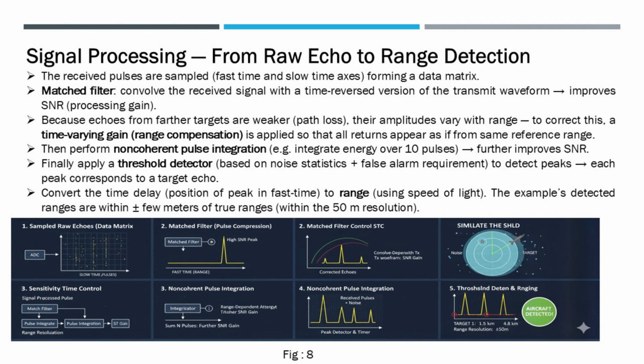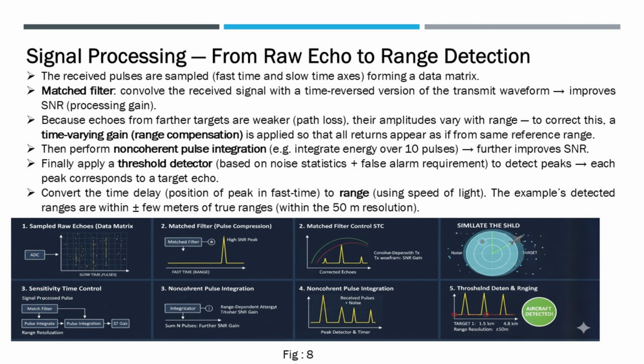Signal processing, from raw echo to range detection. The received pulses are sampled along fast time and slow time axes, forming a data matrix. Matched filter: convolve the received signal with a time-reversed version of the transmit waveform to improve SNR, the processing gain. Because echoes from farther targets are weaker due to path loss, their amplitudes vary with range. To correct this, a time-varying gain, range compensation, is applied so that all returns appear as if from the same reference range. Then perform non-coherent pulse integration, e.g. integrate energy over 10 pulses, to further improve SNR.